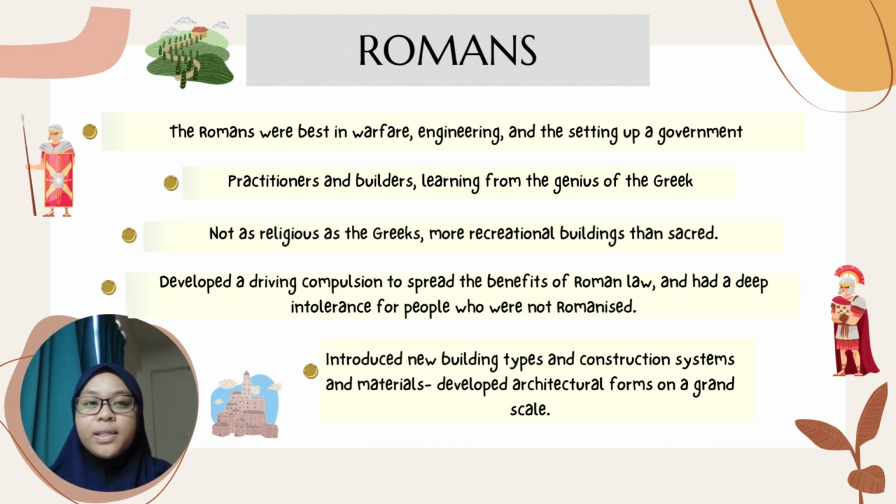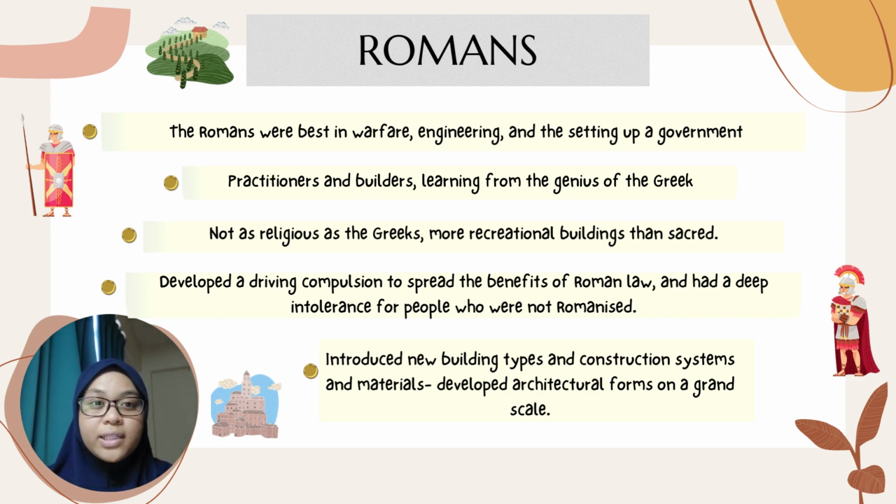Next, before we continue on the building and architecture of ancient Rome, let's take note of what the Romans were like. The Romans were best in warfare, engineering, and setting up a government. They were practitioners and builders who learned from the genius of the Greeks, but were not as religious as the Greeks. They built more recreational buildings than sacred ones, and they developed a driving compulsion to spread the benefits of Roman law, and had a deep intolerance for people who were not Romanized.